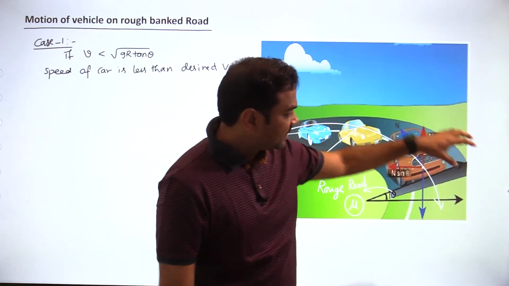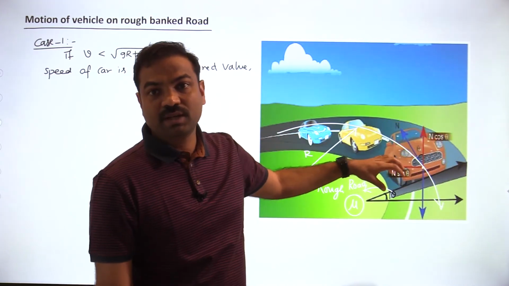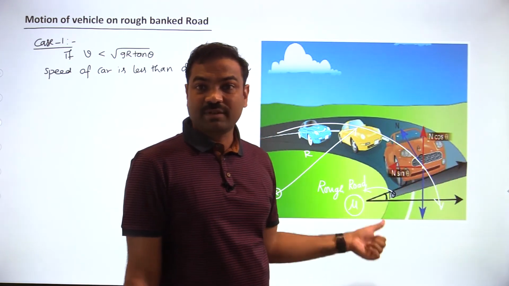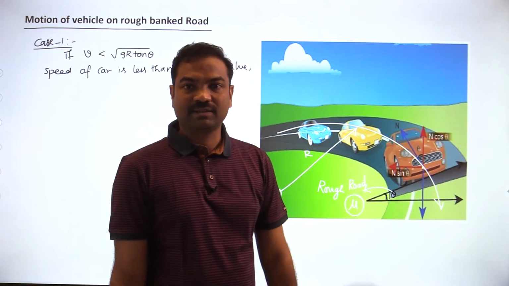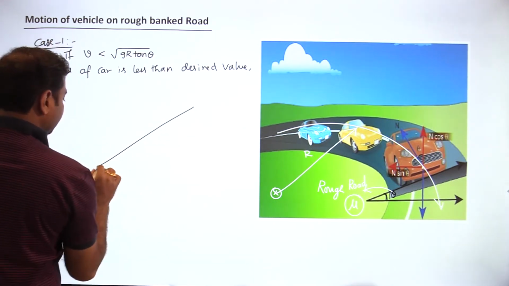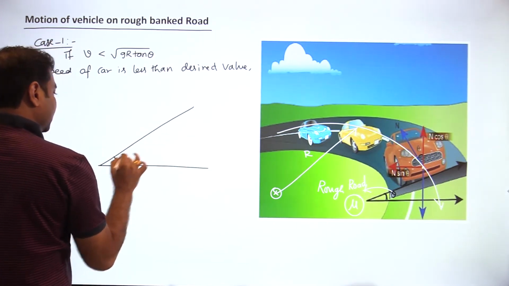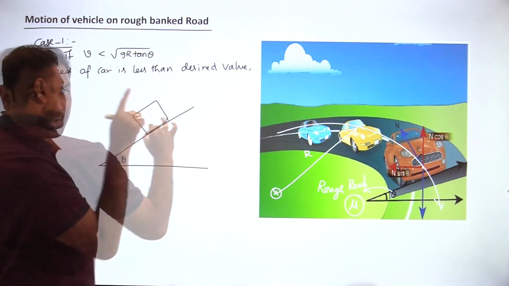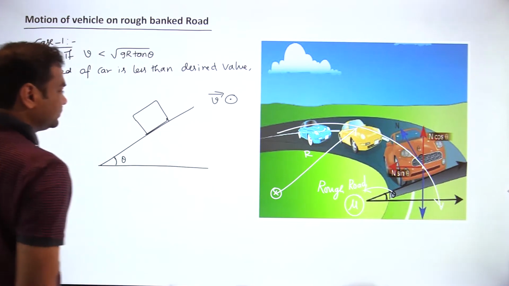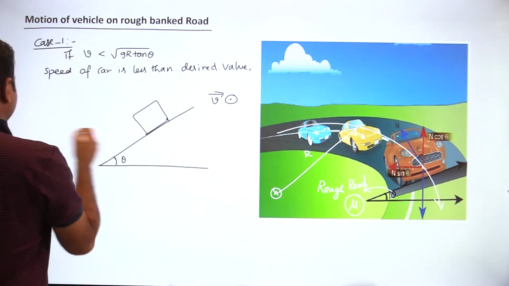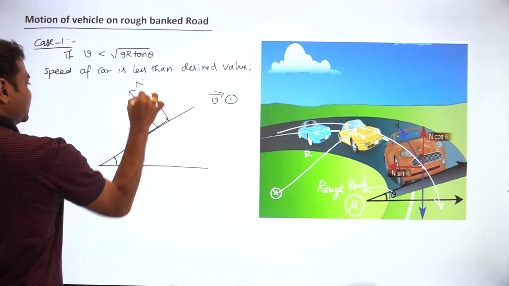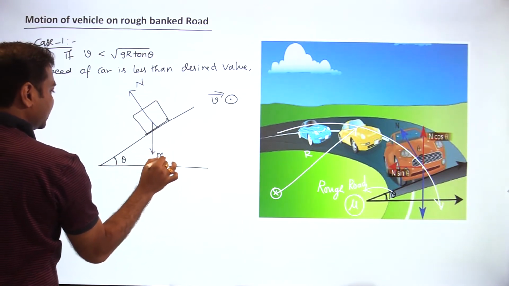So if it is a smooth surface, the car will automatically come closer to the inner edge. But the surface is now rough, no? Then friction will act. Then how will the friction act? So I am drawing here. This is the banked road, and this is the car which is coming out. The velocity is coming out of the plane. The remaining forces are the same, there will be no change in the forces. Normal reaction, and mg will act in the downward direction.